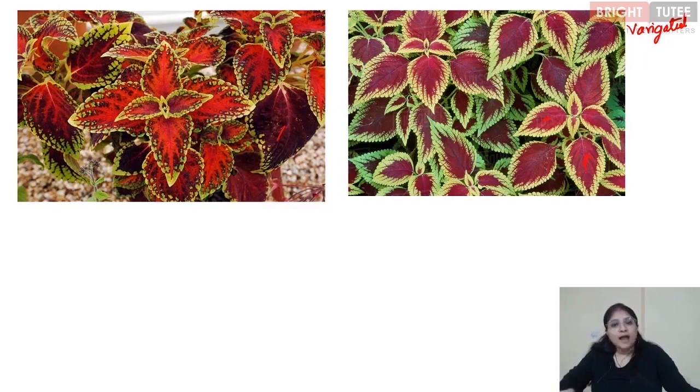The only difference is that these leaves are covered with other kinds of pigments as well. In these leaves we find other pigments also. Now, this is all about the variegated leaves.